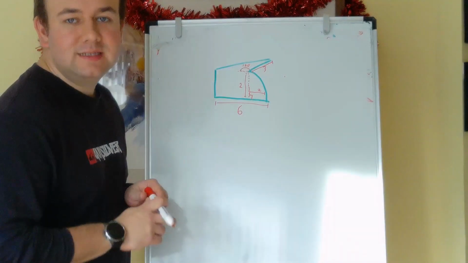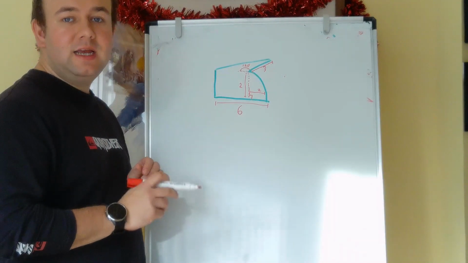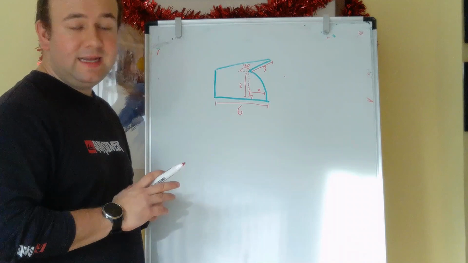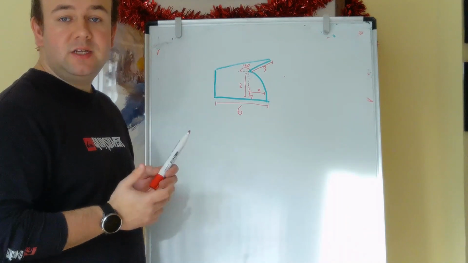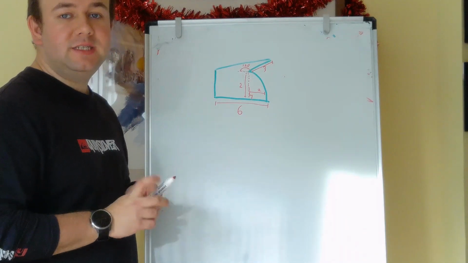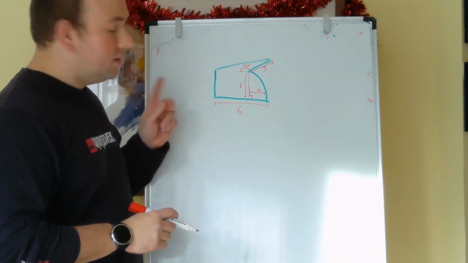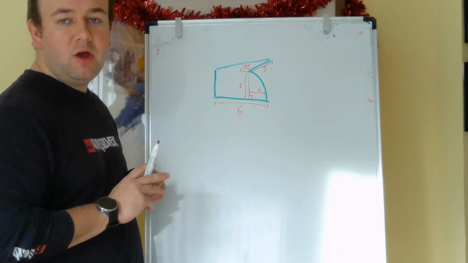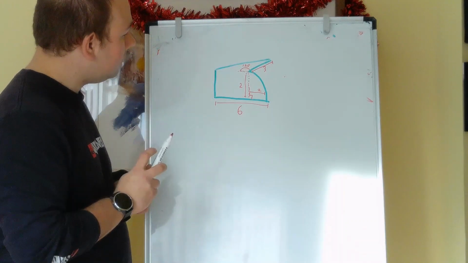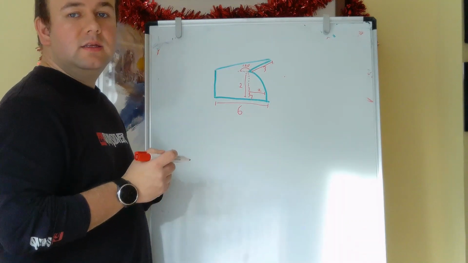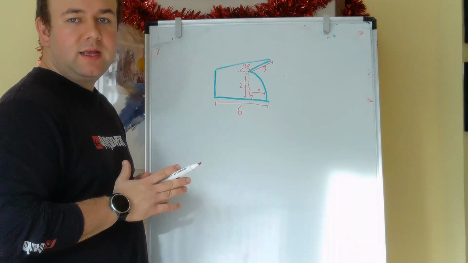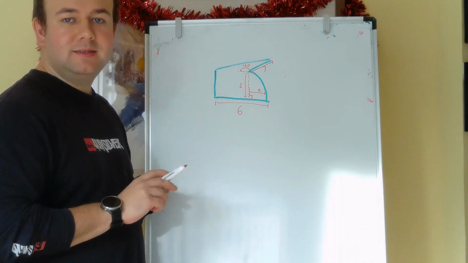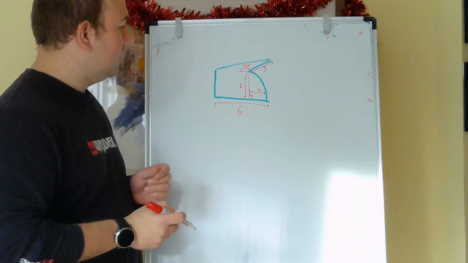Hello and welcome back to this series on shapes, and today I'm going to go through a worked example which is similar to questions that may come up in a GCSE exam. So this is the question: what is the total area of this shape? This video will also contain a bit of advice about how to answer these questions in an exam.